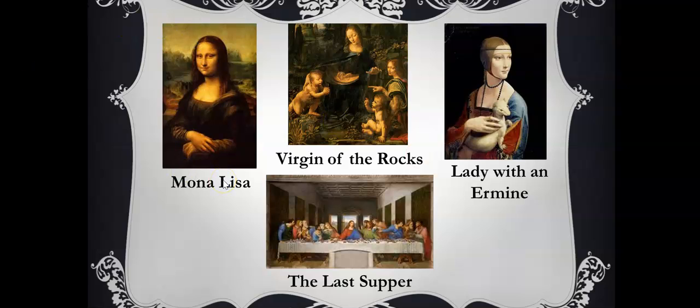The Mona Lisa is in the Louvre Museum. Virgin of the Rocks, which is also called Madonna of the Rocks, we have two versions. One is in the Louvre, and the other one is in the National Gallery in London. Lady with an Ermine is in a museum in Poland. And The Last Supper is in Santa Maria della Grazie, which is a church in Italy.